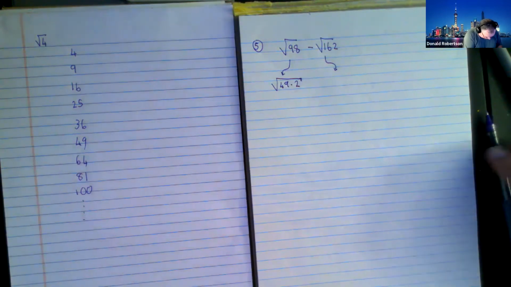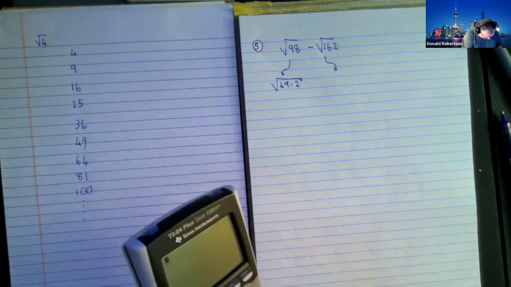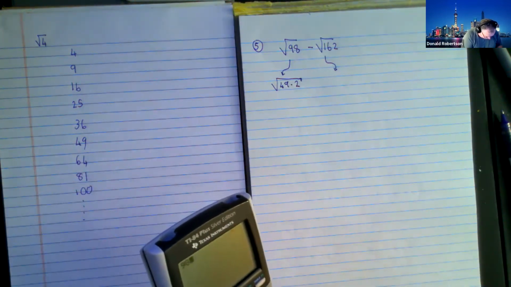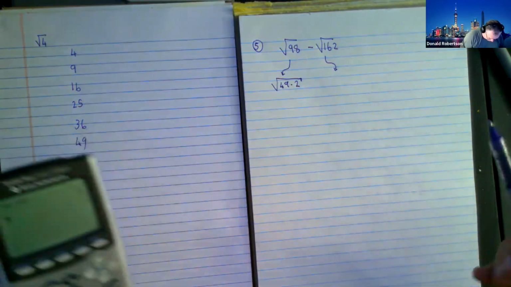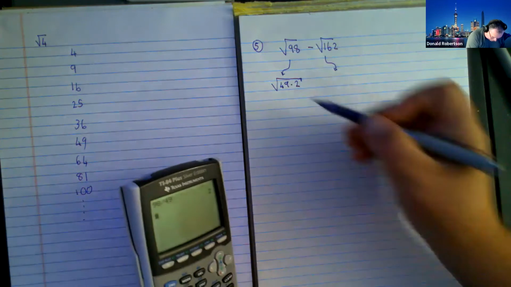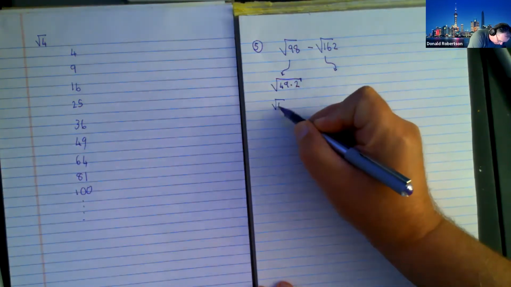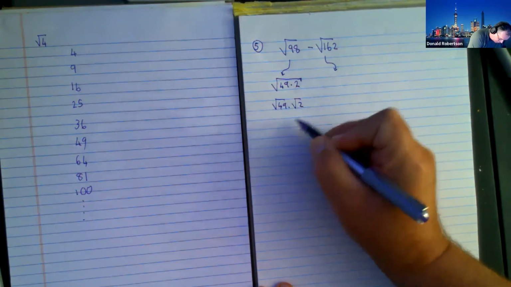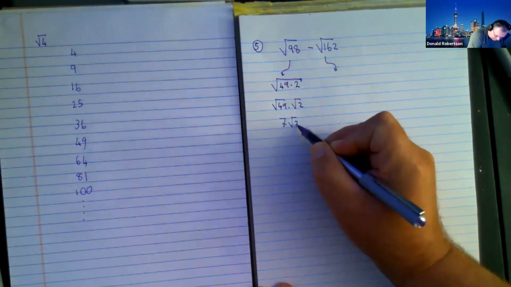If you want to check that, just take 98 and divide it by 49, and the answer you get is 2, right? So 49 times 2. That then splits as the square root of 49 times the square root of 2, and that gets me 7 square root of 2's.